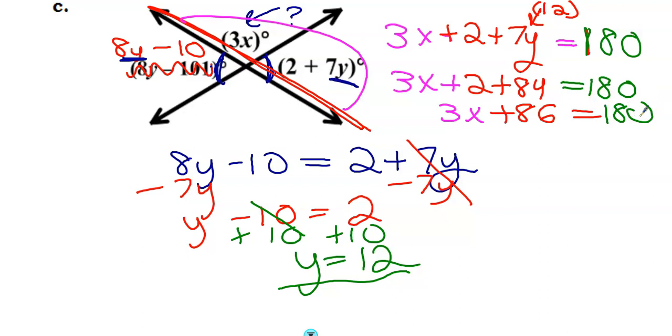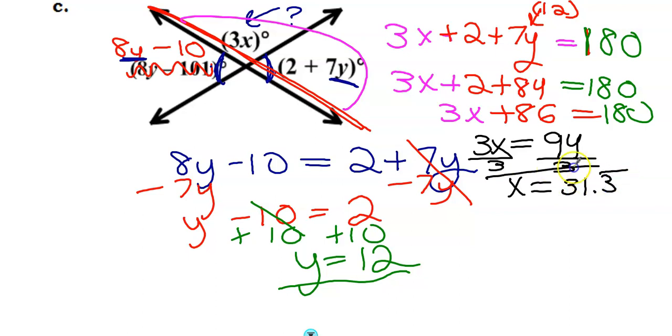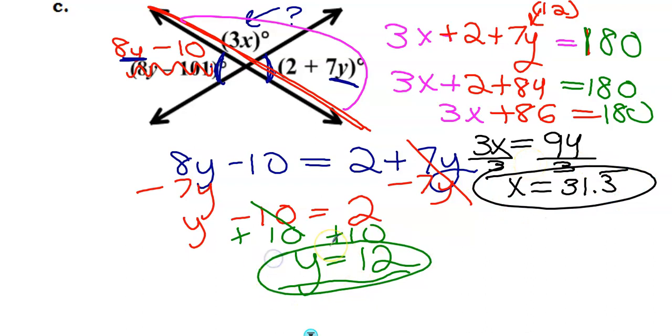So 180 minus 86 equals 94. So I'm subtracting 86 to both sides and it equals 94. And then I'm dividing by 3. So x is roughly 31.3. So x equals 31.3, y equals 12 when you plug that back in.